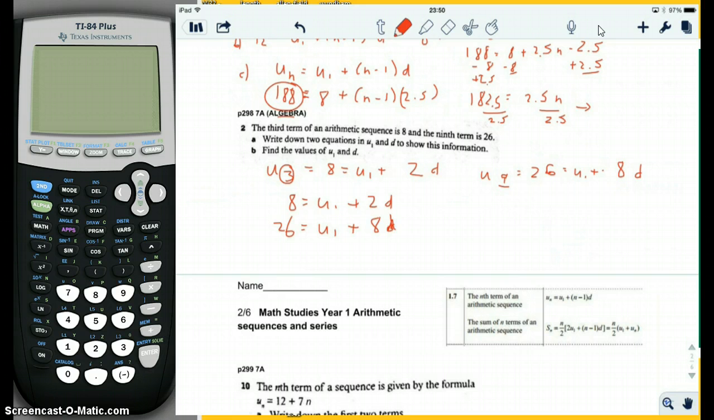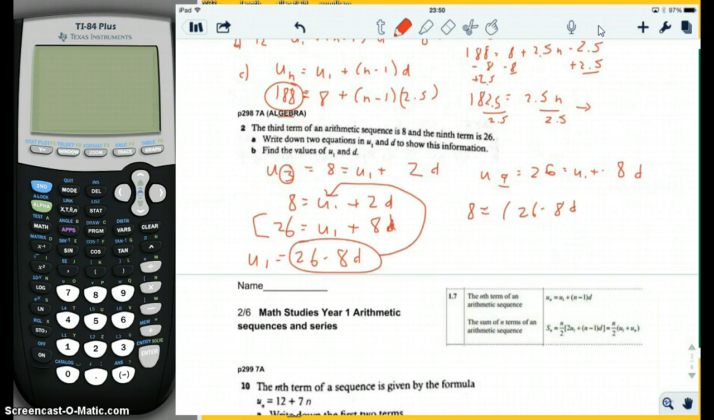Basically, what you could do is solve for u1 here. So we're going to use this equation, we're going to solve for u1. So we write u1 equals 26 minus 8d. And then we take this value, 26 minus 8d, and we substitute it in for that one. It's the substitution method of algebra, okay? So you put 8 equals 26 minus 8d plus 2d, okay? And then 8 equals 26, and minus 8d plus 2d, that would give you minus 6d, right?